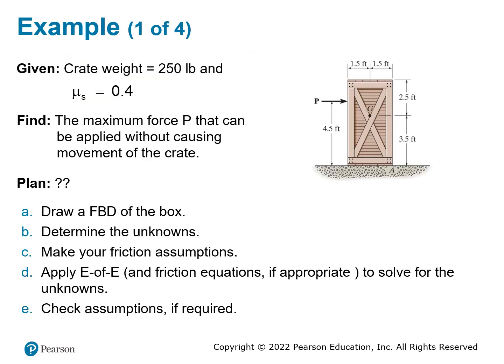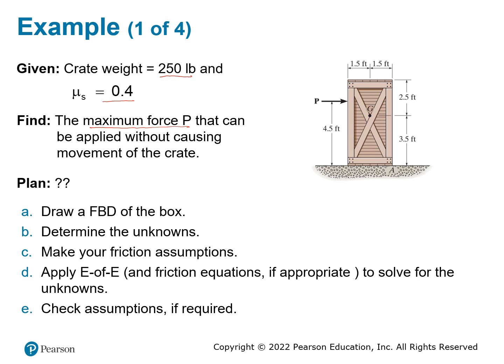Okay, let's actually look at the real situation here. Let's just say the weight of this box is 250 pounds. The static friction coefficient is 0.4. Again, you can do it experimentally by sliding this box and increasing the angle. We can find out tangent theta is going to be the coefficient of the static friction. We want to find the maximum force they can apply without causing the movement of the crate.